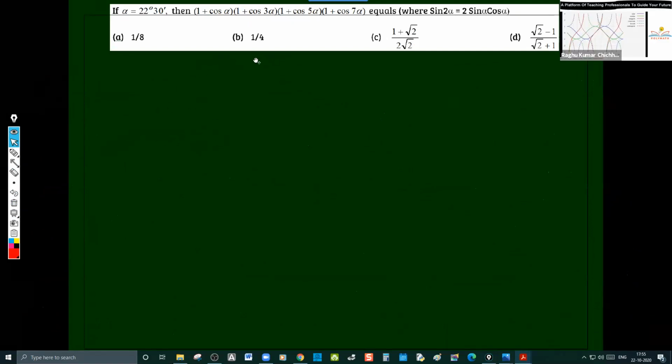Now, this we will be getting later, but you can do this, but it will go a little lengthy, I think. You will be getting this in the multiple and submultiple angles. Let me try one moment. Alpha is given to be 22.5 degrees.